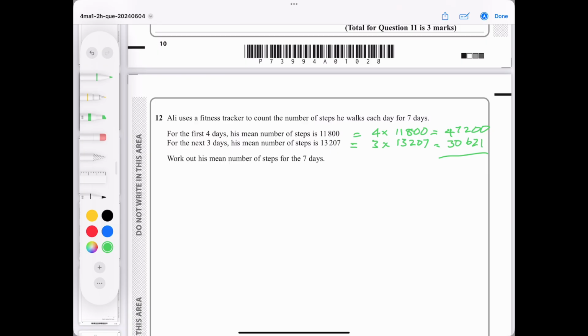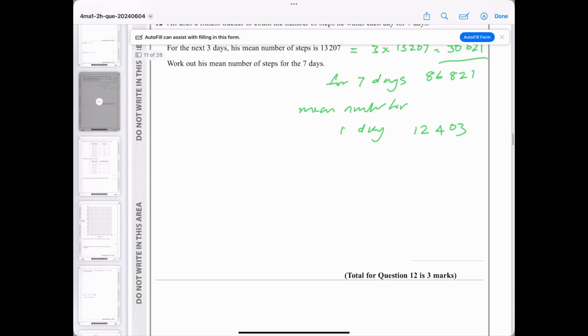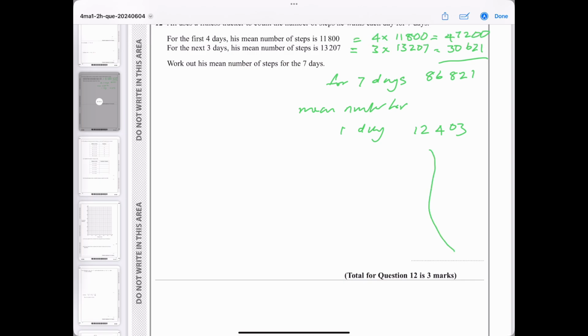And so for the whole of the 7 days, if you add those together, plus 47,200, you get 86,821. Those are the amount of steps he took in 7 days. So in order to find out his mean number for a day, we'll just divide that number by 7. That's 12,403, which makes sense because it's somewhere in between those two numbers. If we'd got something much bigger or much smaller than that, we'd have had to think we were doing something wrong.